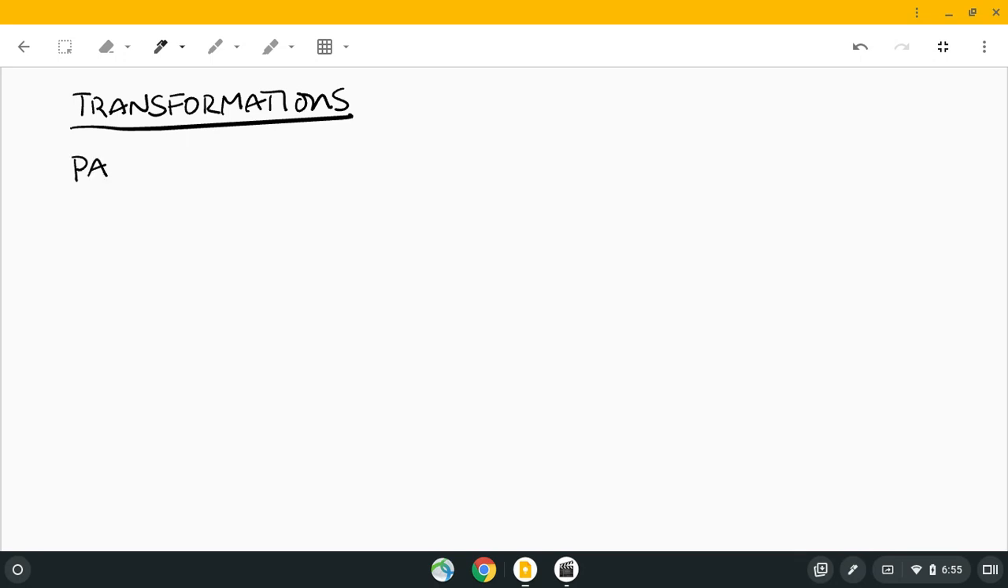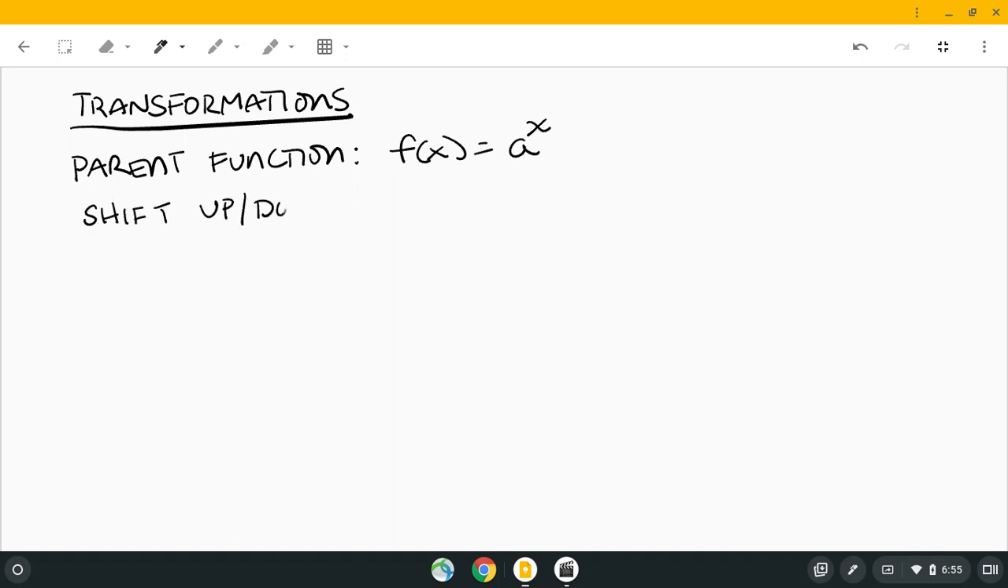Okay, so you're given a parent function, and your parent function has this form, some base to the x power. You will be shifting up or down, depending on positive or negative. If it looks something like this, if it's plus c, then you'll shift up. If it's minus c, then you'll shift down.